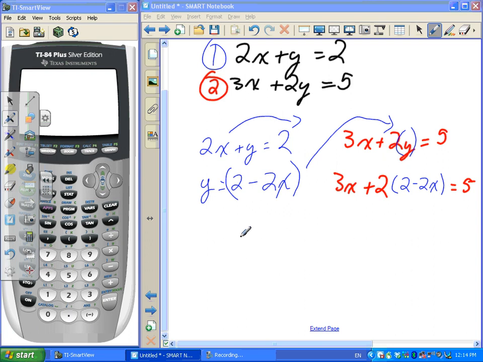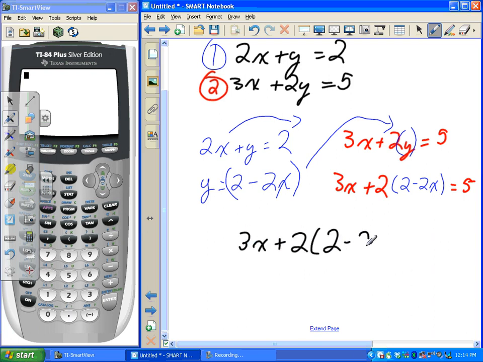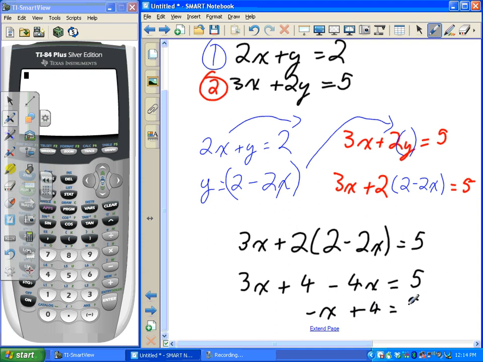Now that I've substituted this, I have 3x plus 2 multiplied by 2 subtract 2x equals 5. I'm going to distribute in the brackets. So I get positive 4 and negative 4x. I'm going to combine my like terms. So I have 3x and minus 4x. What am I going to get? Negative x plus 4 equals 5.